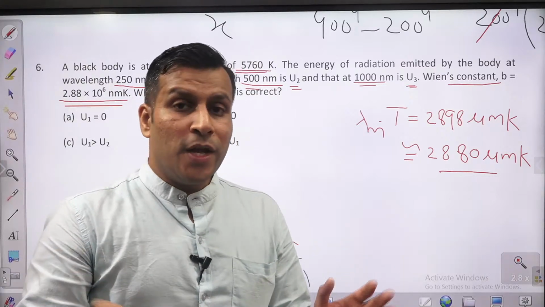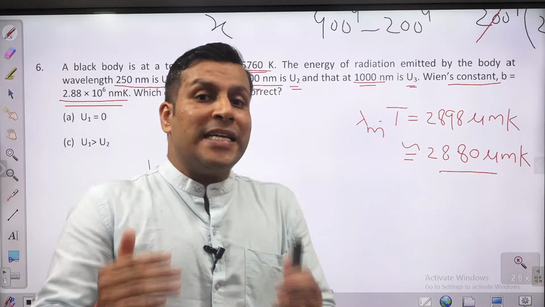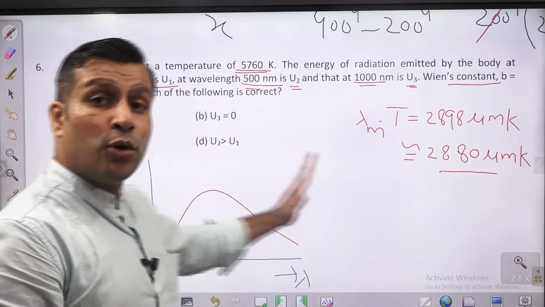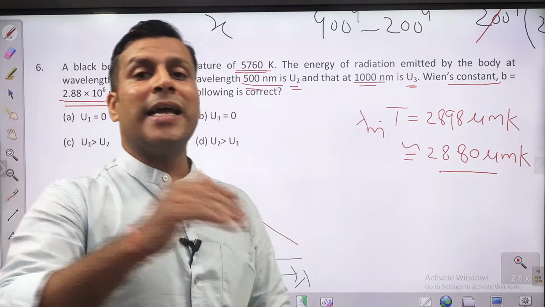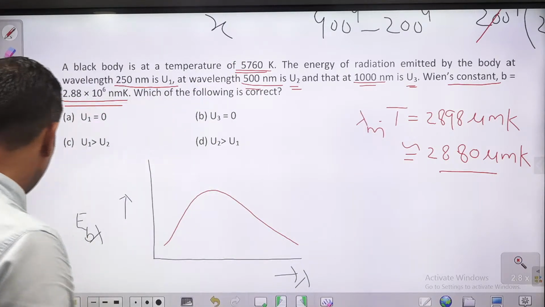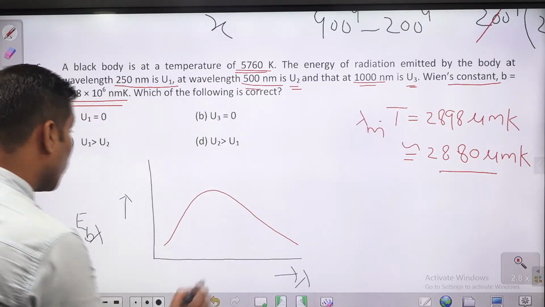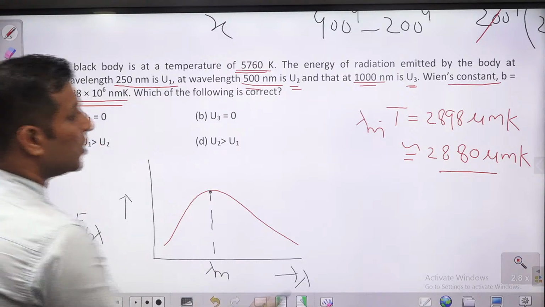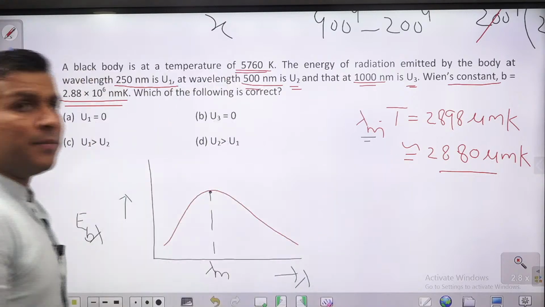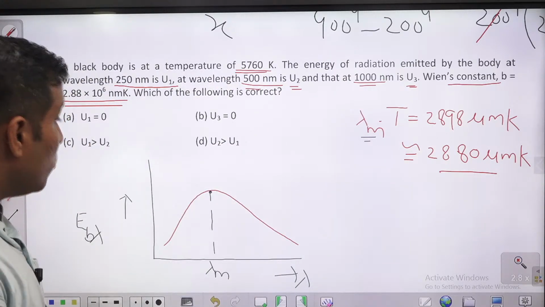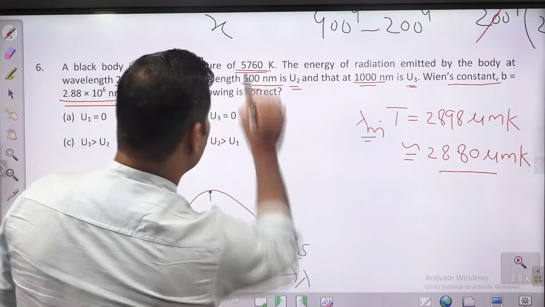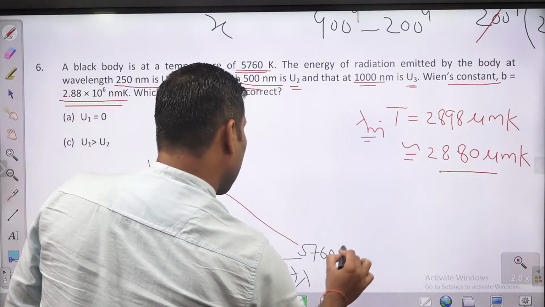That is Planck's law. According to that law, initially when the wavelength increases, E_b lambda also increases. It becomes maximum, and then it starts decreasing. And what is this, guys? This is the wavelength corresponding to maximum spectral emissive power. This is known as lambda m. So this entire plot we have at this particular temperature, 5760 Kelvin.